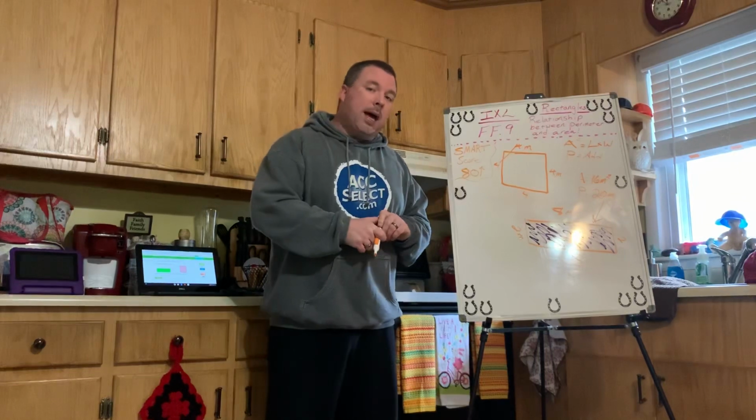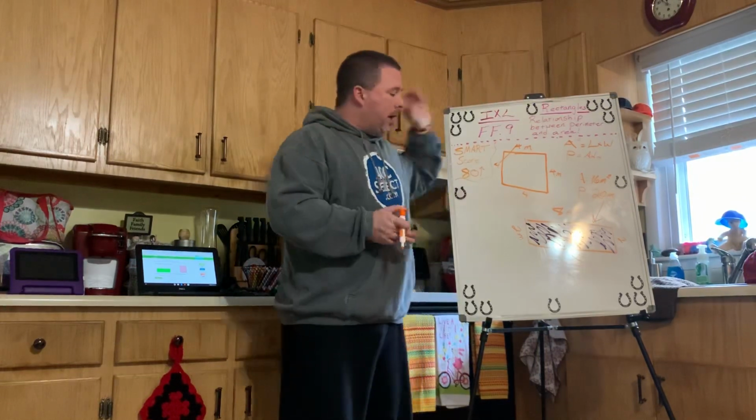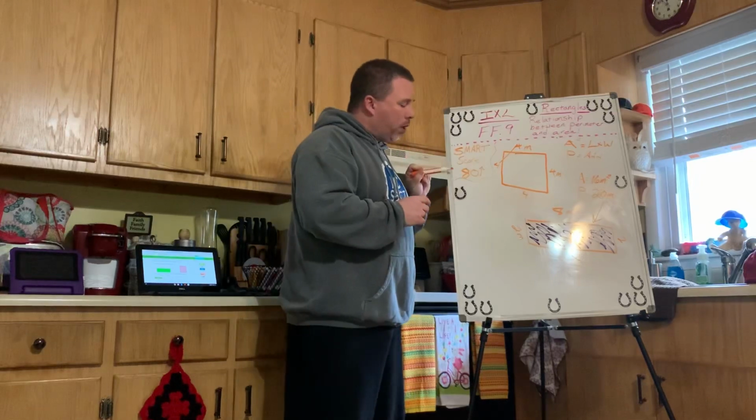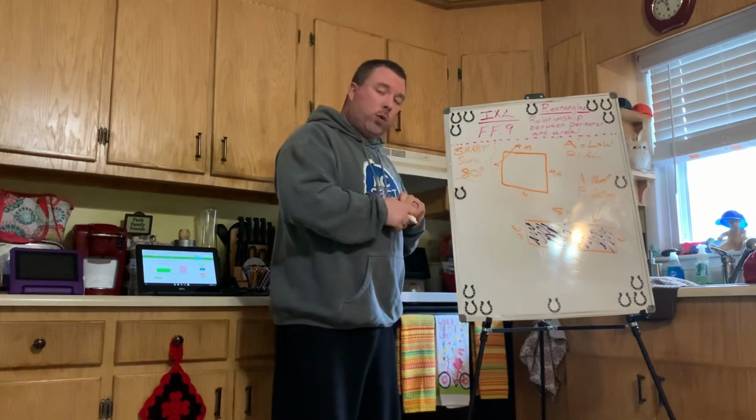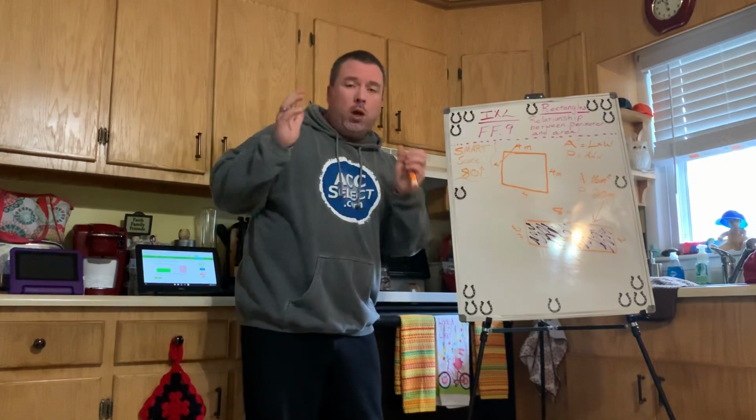IXL FF9. The relationship between perimeter and area. Now, all you have to do is get your smart score to 80 or above, okay? And you can totally do this. I am here to help you no matter how you want.